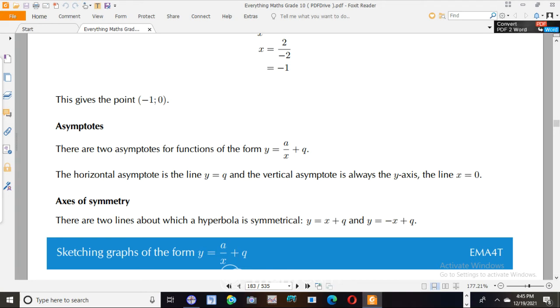Asymptotes. There are two asymptotes for the function of the form y is equal to a over x plus q. The horizontal asymptote is y is equal to q, and the vertical asymptote is x is equal to 0. Axis of symmetry. There are two lines about which the hyperbola is symmetric: y is equal to x plus q, and y is equal to minus x plus q.